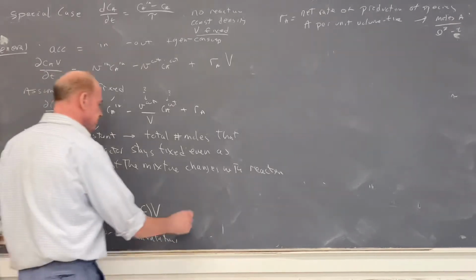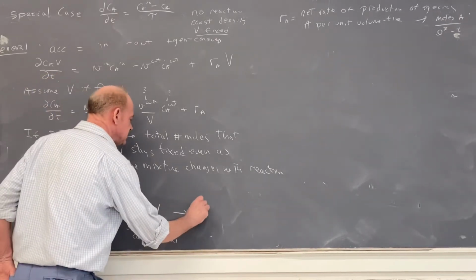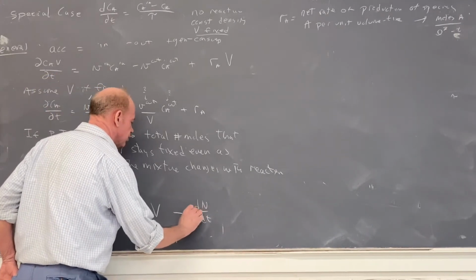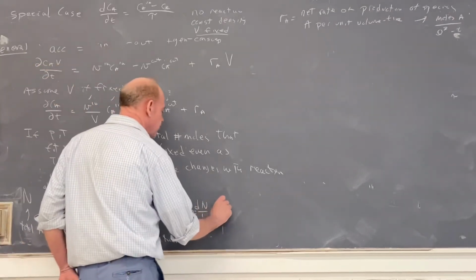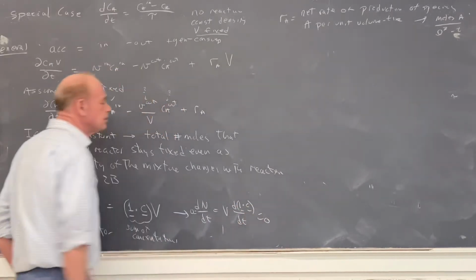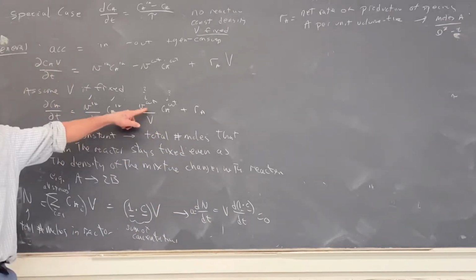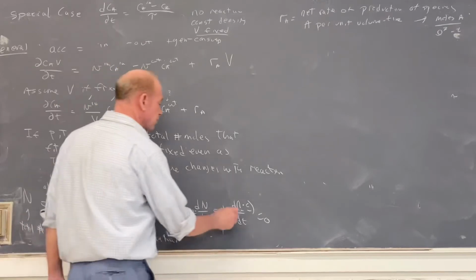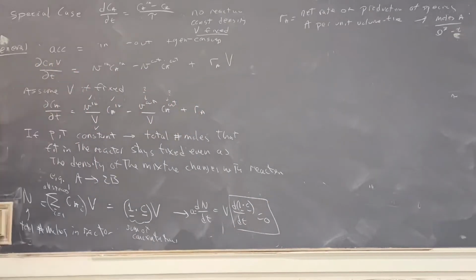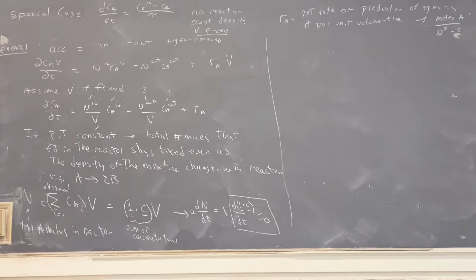And I know that dn/dt is 0. Since dn/dt is 0, that tells me that V times d/dt of 1 dot c is 0. And this is going to tell me what V out is, as we'll see in a second. So I have d/dt of 1 dot c is 0. And we're going to derive the general equation for an unsteady, non-constant density CSTR.